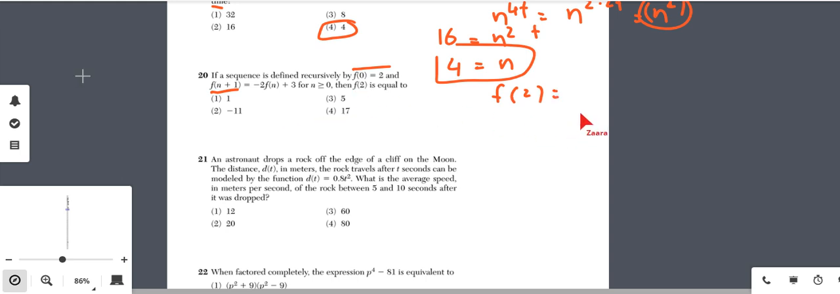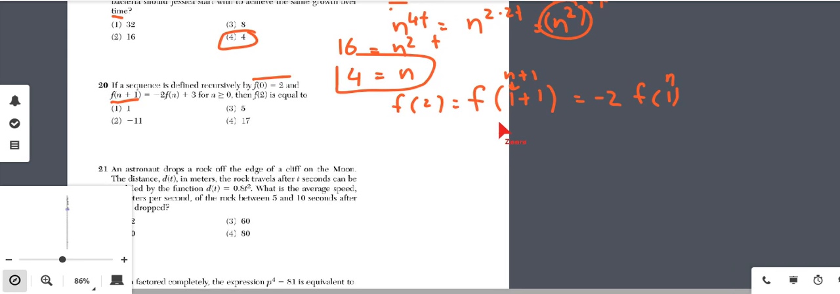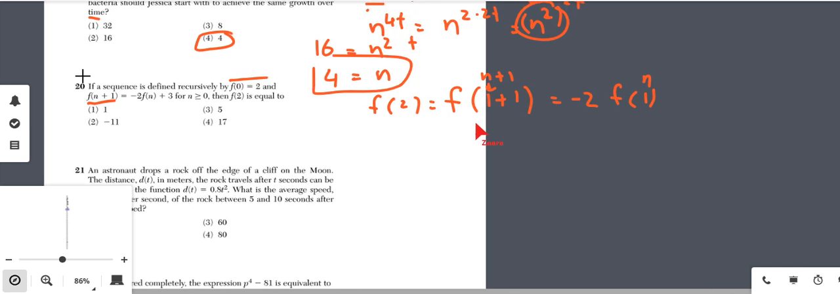it equals f of 1 plus 1, right? Which equals negative 2 f of 1 plus 3. Look at the structure, it is n plus 1. So I'm writing this here. This is n, so I'm writing it here. We have to write it in the same structure, plus 3. Clear? But I don't have any idea what f of n is.